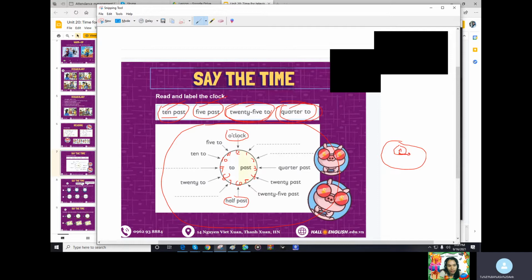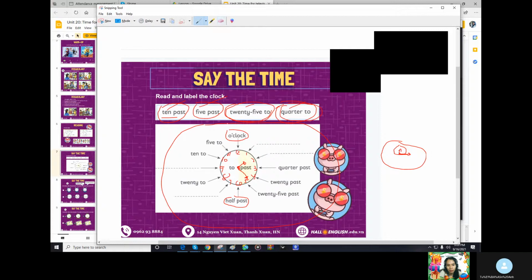And if the long hand points to 1, 2, 3, 4, it counts as 5, okay? Yes. All right, so for example, tell me the time here. This is the short hand and this is the long hand. I'm sorry. What is the time here? What time is it? It is 2:25. All right, very good.